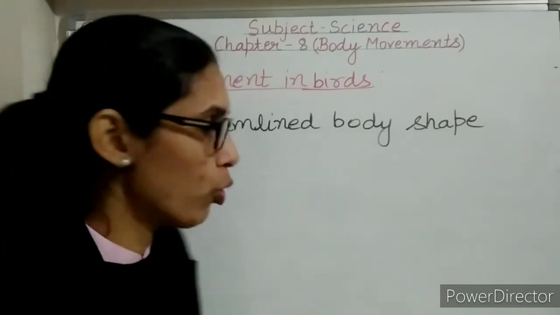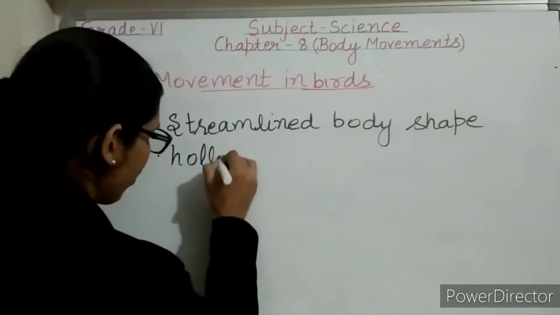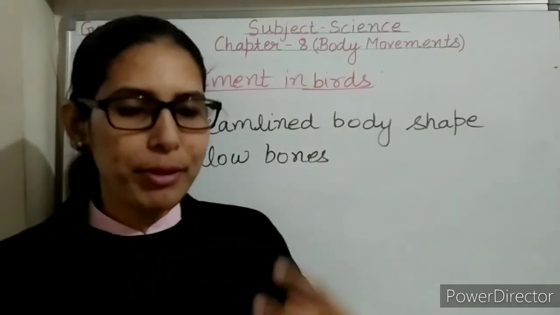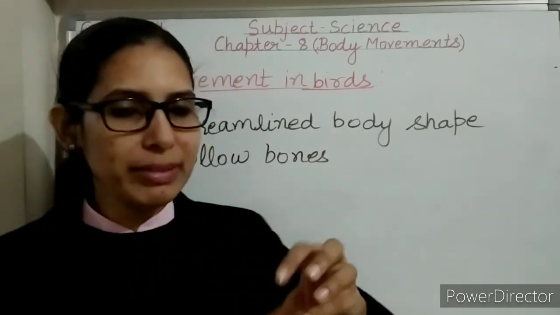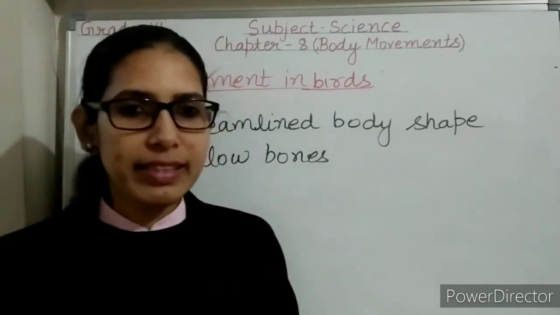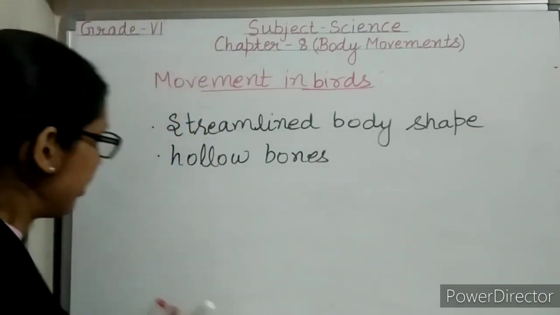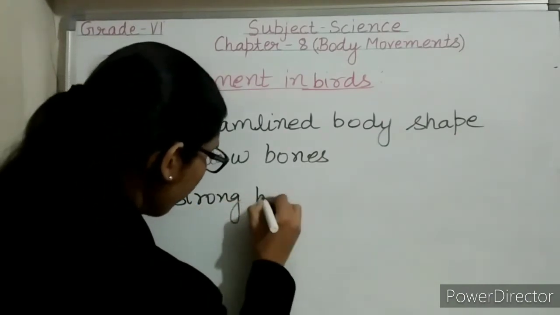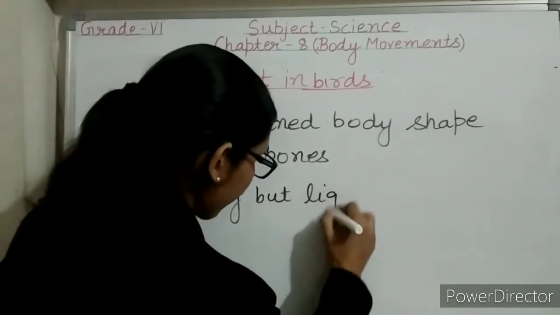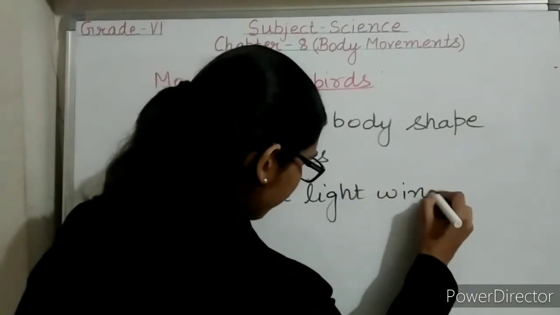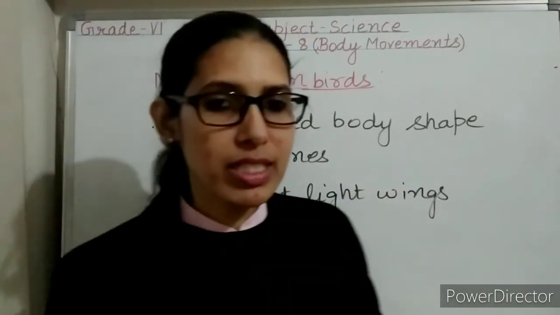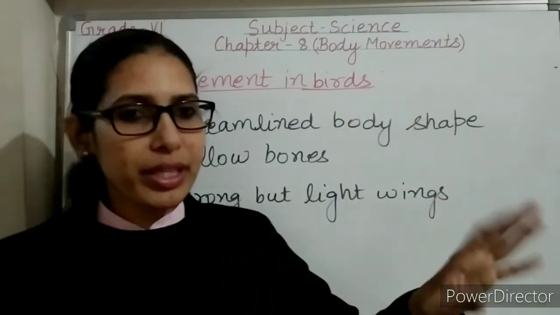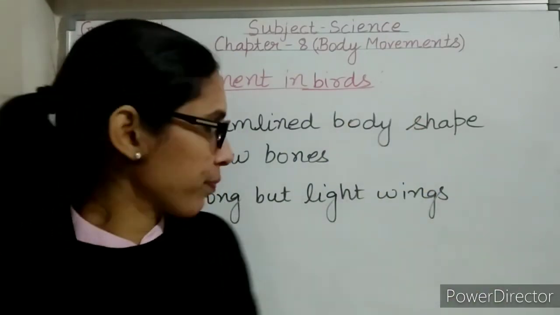Next is the hollow bones. Hollow bones means the bones are empty from the inside. So the hollow bones are light in weight. And third, the birds have strong but light wings. And the strong chest muscles help in flapping the wings while birds fly.